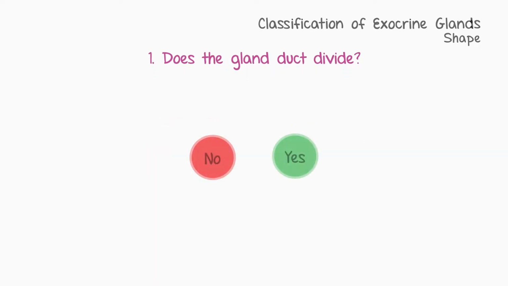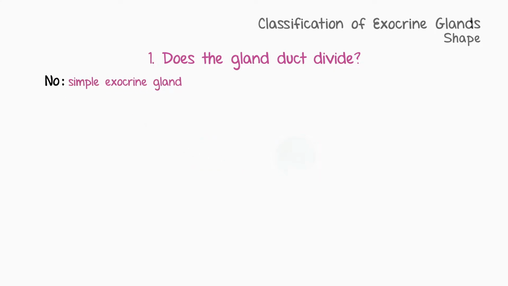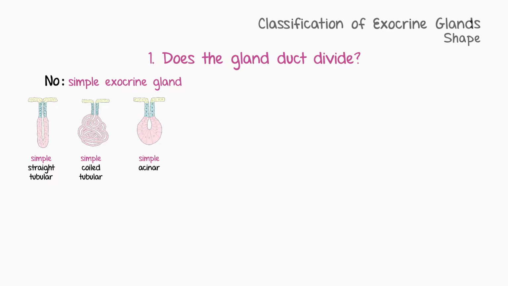If the exocrine gland has only one single undivided duct, it is called simple. Simple straight tubular. Simple coil tubular. Simple acinar. Simple alveolar. Simple branched tubulo-acinar.